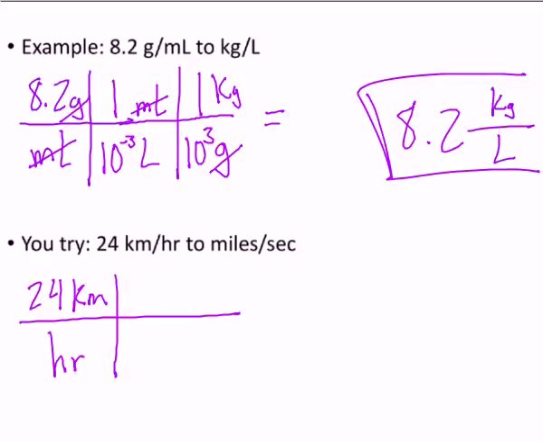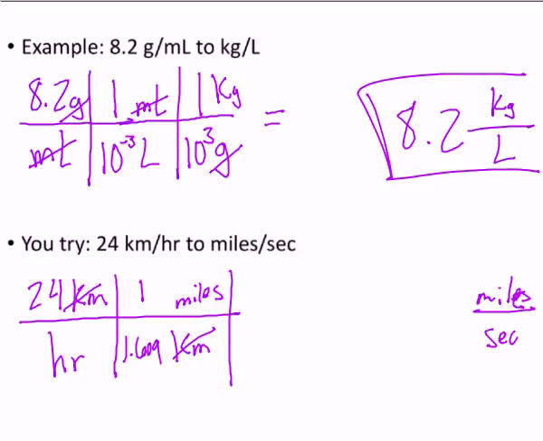So kilometers is in the top. It needs to go on the bottom. We're trying to get it to miles per second. So kilometers on the bottom, miles on the top. If you look at your conversion factors, 1 mile is 1.609 kilometers. So our distance unit is done. We've converted from kilometers to miles. Now we're going to get our timepiece.